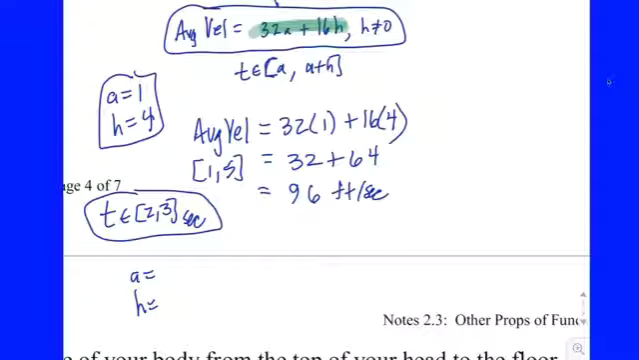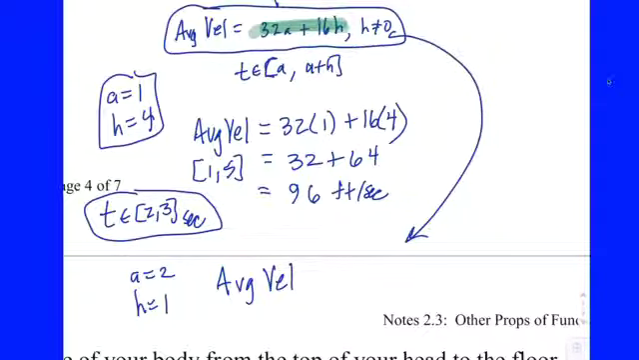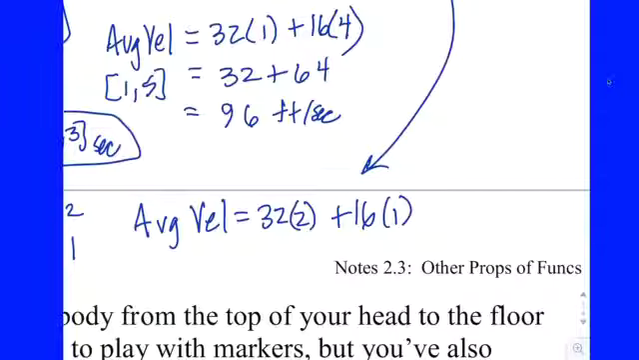All right, so for this problem, what is our A value if I'm going from 2 to 3? 2, it's our starting value. What is H? Is it 3? It's 1. We define H to be the change in time. It's the amount of time we let elapse. We're starting at 2, we're going for 1 second. So now we can plug it back into that handy-dandy formula. So the average velocity on that 1 second interval is 32 times A, which is 2, plus 16 times H, which is 1. And if I evaluate that, I get 64 plus 16, which is 80 feet per second.